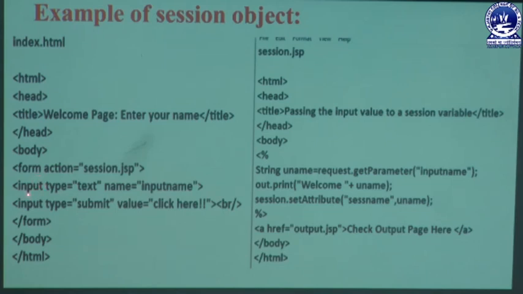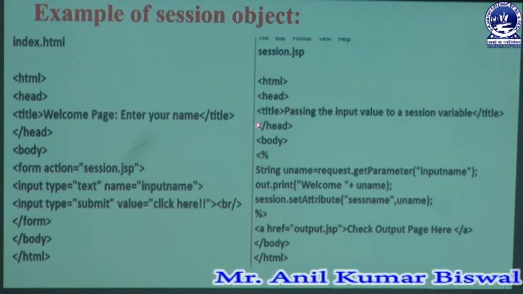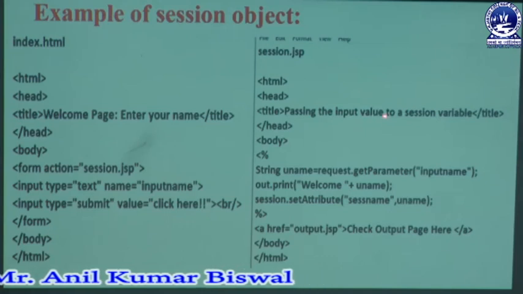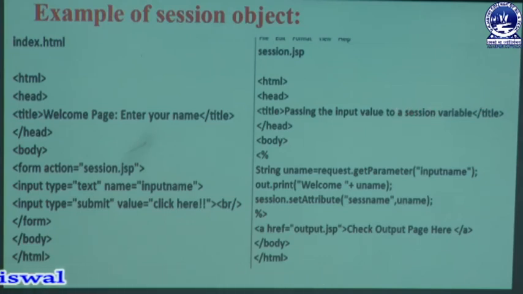Then in that form section we define two fields: one text field named input name, and a submit button. By using that submit button, whatever text is present in the text field, known as the input name, is automatically transferred to your session.jsp page. In that page we define the HTML tag. In that tag we define a heading section with a title written as passing the input value to a session variable. Then we close the head tag and start the body.